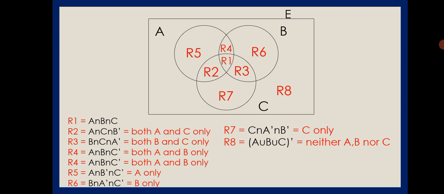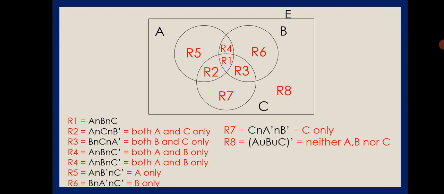What does it mean? It simply means members or elements that belong to the set B only. Region 7: we have C intersection A complement intersection B complement, which is equal to C only, meaning elements or members that belong to C only.